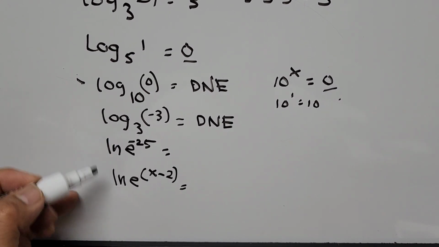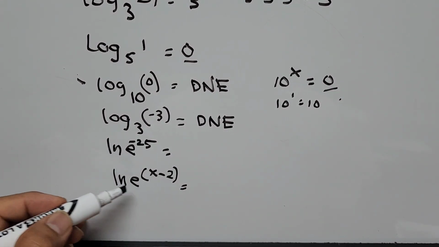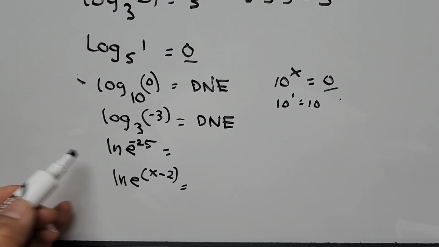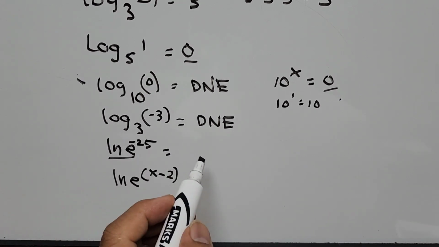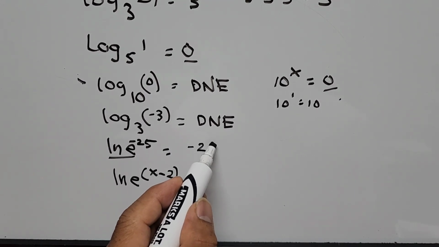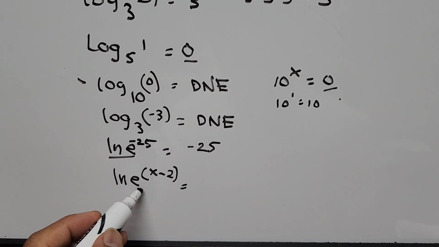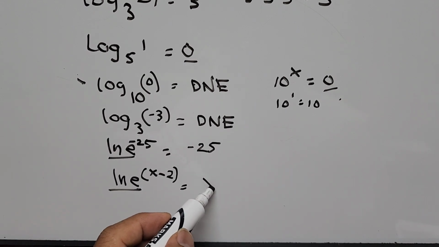And what about these two right here? ln of e to the power of negative 25 and ln of e to the power of x minus 2. Once again, ln of e is 1, so we have just the exponent, that's negative 25. What about this? ln of e to the power of x minus 2. The same way, ln of e is 1, so we end up with just the exponent, x minus 2.